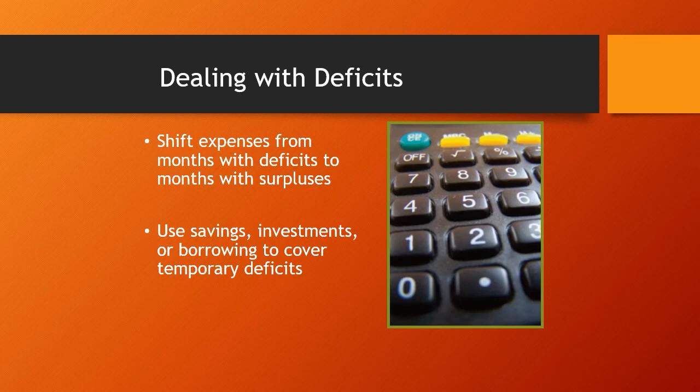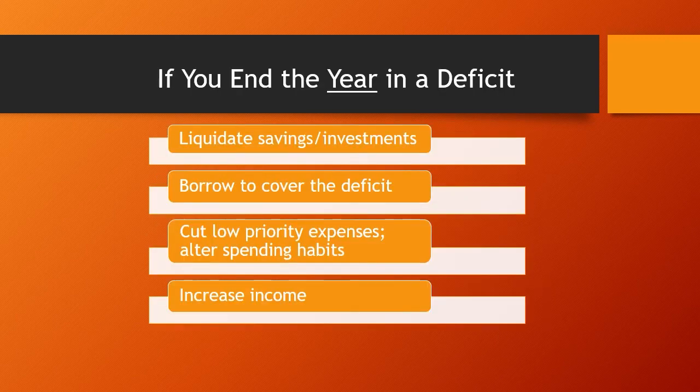Okay, moving on. Just a reiteration: if we have a deficit, what can we do? We can use savings. We can sell things like investments. We can borrow. Let's see if we got them all in the last slide. We can cut expenses. We can increase income. Nope, we got all those. Okay, moving on.